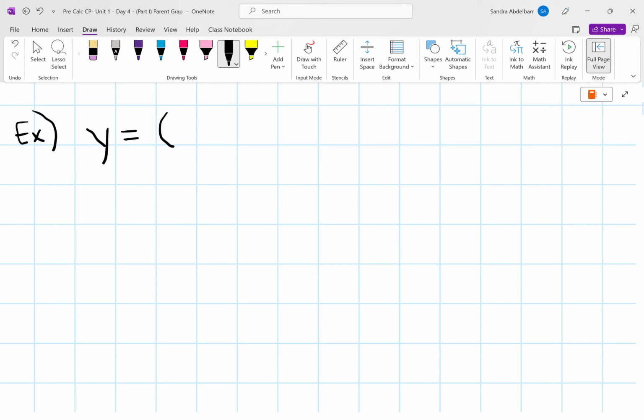Okay, so I want us to sketch y equals, this is an example, y equals, in parentheses, x plus 1, squared, close your parentheses, squared, plus 2.